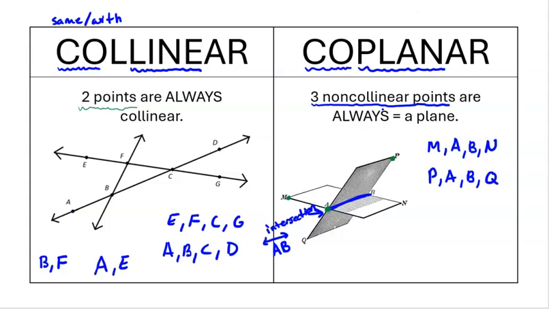So even though I wasn't drawing it, as long as these 3 points are not all in a row, there is a flat surface, a singular flat surface or plane, that can connect them. I could take some type of sheet of paper and I could connect M, A, and P through those 3 points. So even though we don't see it in the diagram, M, A, and P are coplanar. If I name 2 points, they're always going to be collinear. If I name 3 non-collinear points, it's always going to be coplanar.